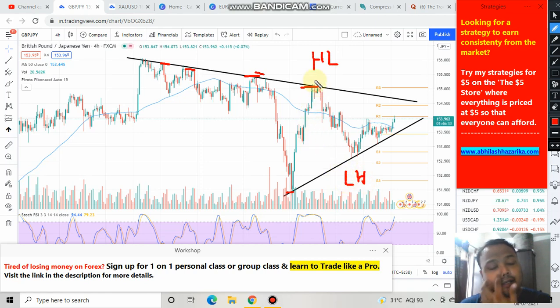So on the upside we have got higher lows where market was unable to cross the previous highs, and on the downside we have got lower highs where market is unable to cross the previous lows, or market is not crossing the previous low.